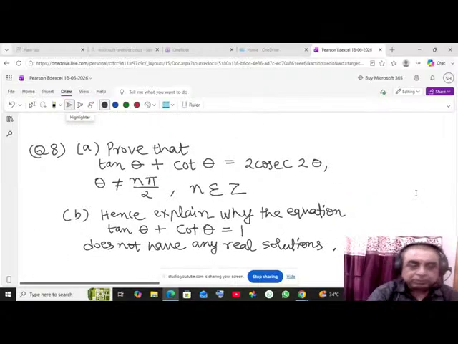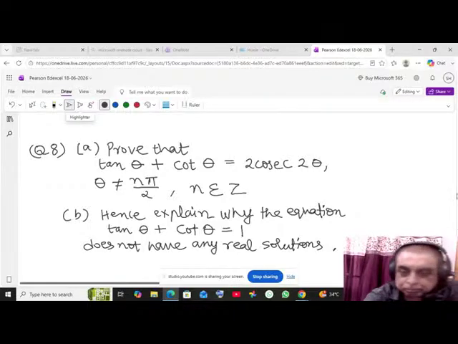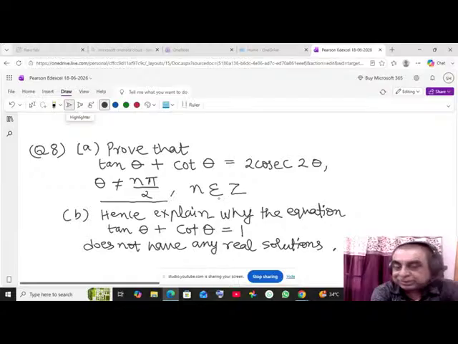Now number 8 I am doing. This is the last question. Now you see part A. Prove that tan theta plus cot theta is equal to 2 cosec 2 theta, where theta is not equal to n pi by 2. Here n is an integer.